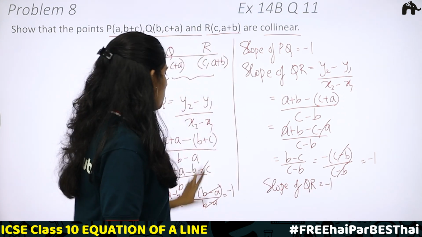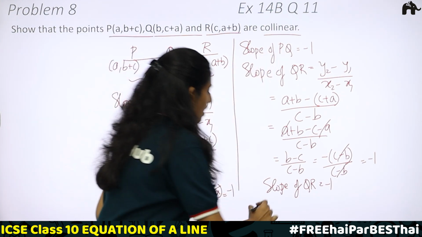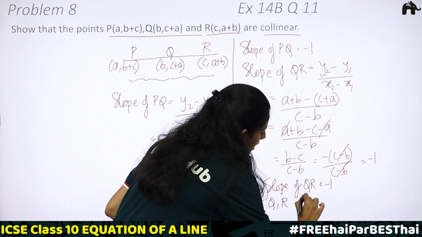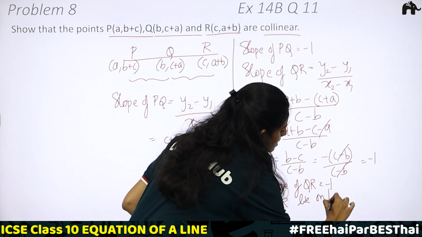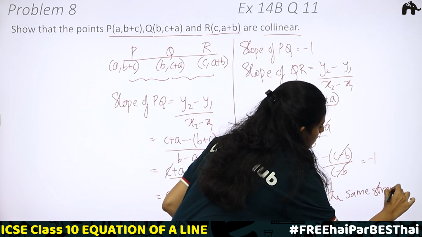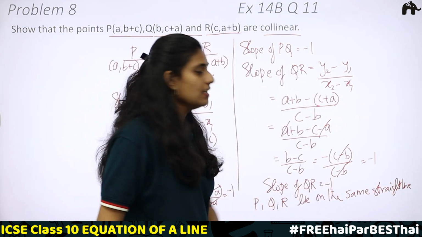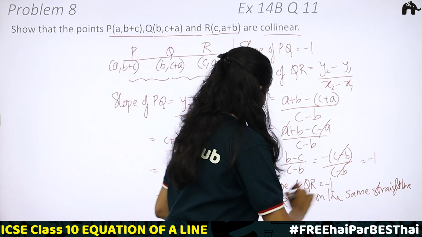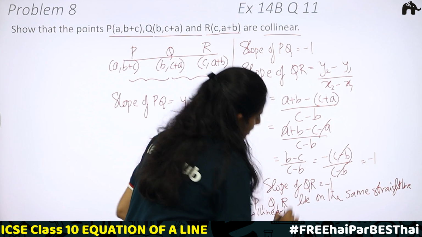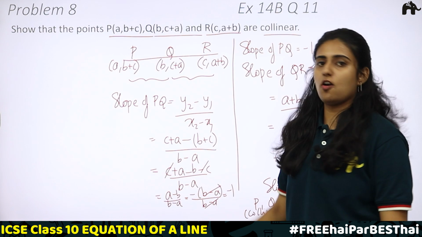Therefore, we are getting slope of PQ equal to slope of QR, and we can conclude that P, Q, R lie on the same straight line. Since these points lie on the same straight line, they are collinear points. They are collinear. Okay, these points are collinear. Understood? We just need to find the slope using the points.